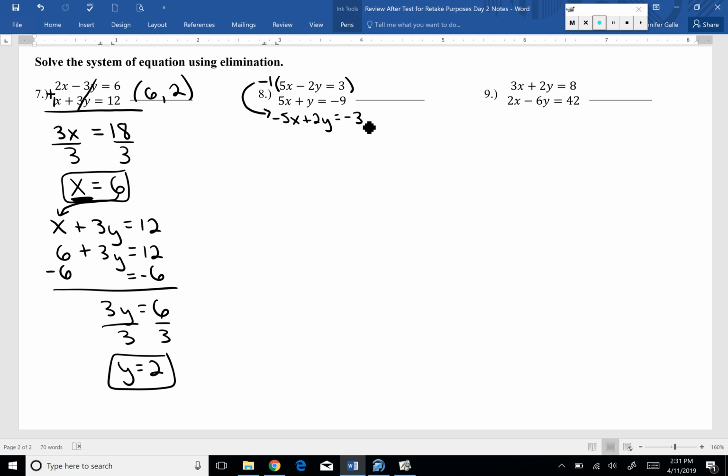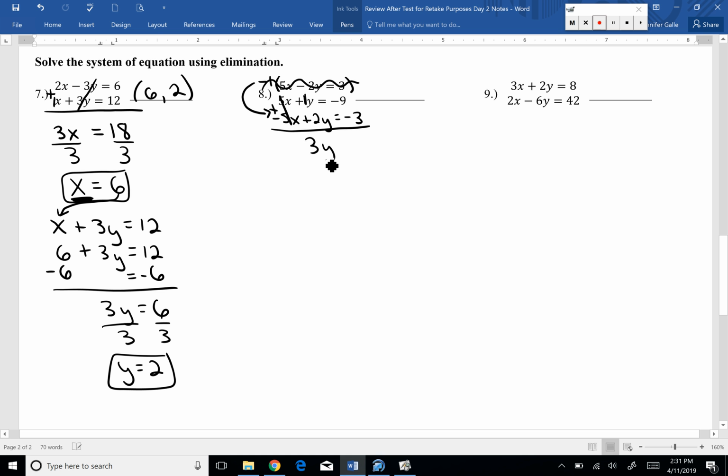That's all it did. Now, what I also like to do, I'd like to put a squiggle through the equation I no longer am going to look at. So then when I add these two together, I'm not confused by seeing 3 different equations, like, oh wait, what do I add here? So positive 5x, negative 5x, they're going to eliminate for me. I have a positive 1y plus 2y, negative 9 plus negative 3.